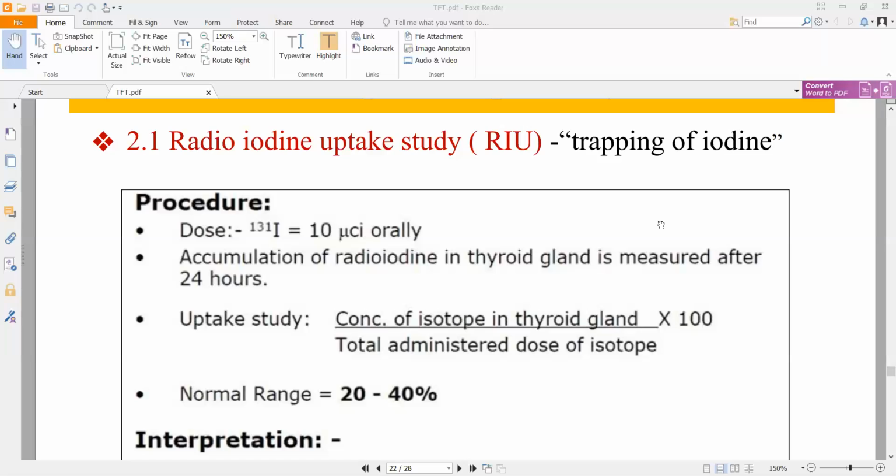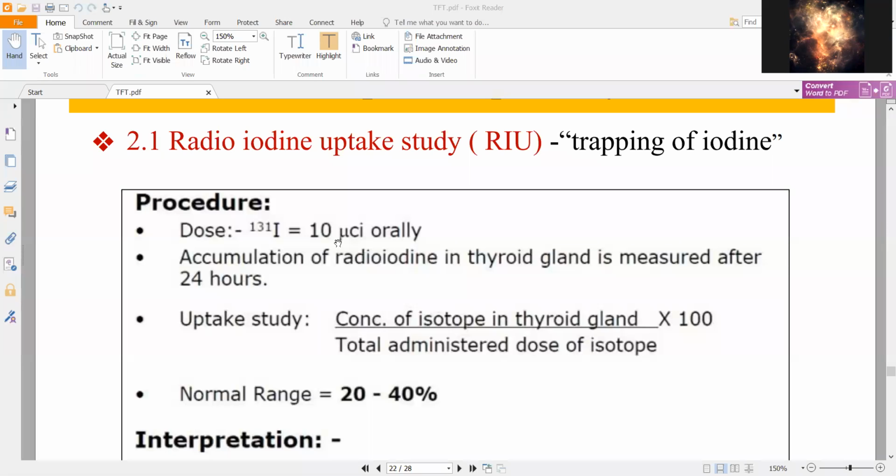So you take that and measure it against the total amount of iodine that you give. Let's suppose I gave 10 microcurie of I-131. Out of this, let's suppose your thyroid gland is able to absorb 8 microcurie. So I can tell that the uptake study will give you a range of 80%. Here the normal range is 20 to 40%, meaning that your thyroid gland should normally take in 2 to 4 molecules out of every 10 molecules of iodine.